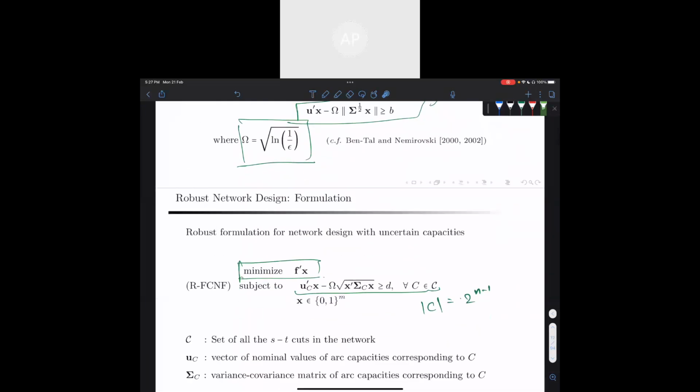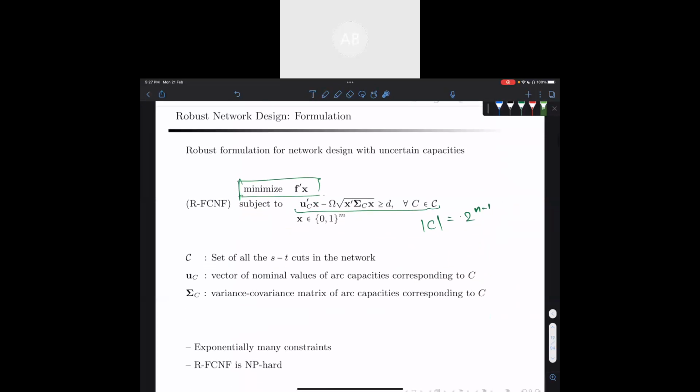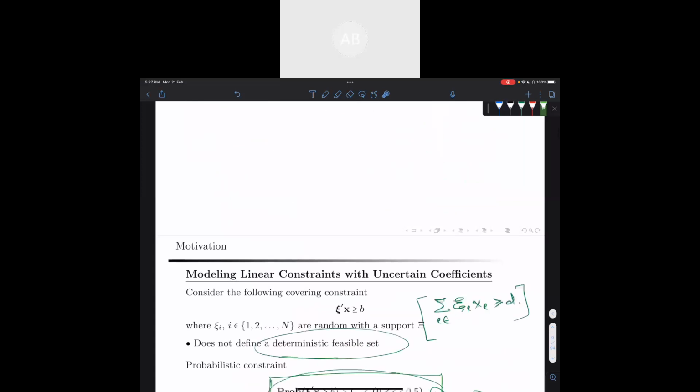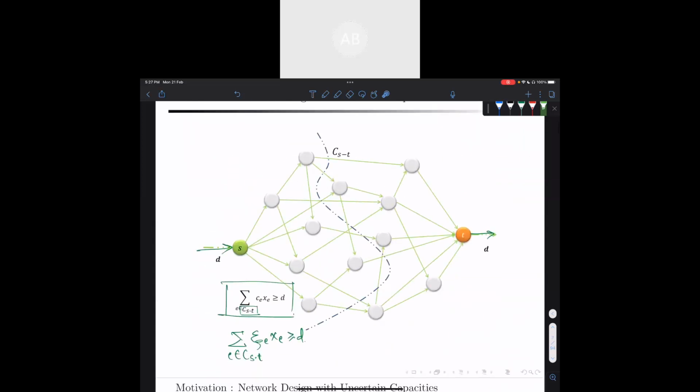And if that so happens, even if we were able to have that, we still need to add exponentially many of such constraints, right? Because there are exponentially many of such cuts. So here, not only just adding this for one cut, you need to add this for all possible cuts.